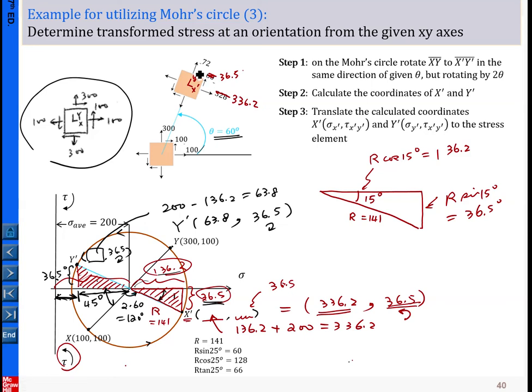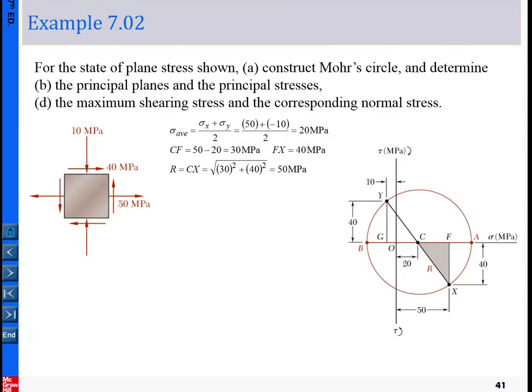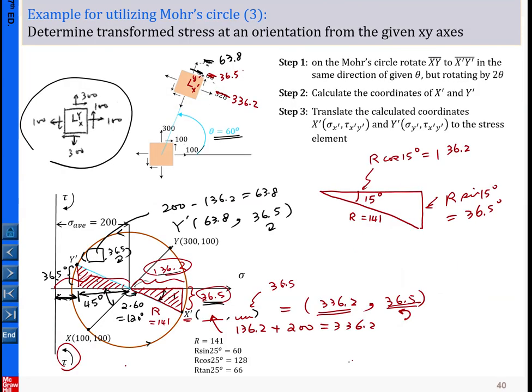So y prime has this sense. Let me multiply 63.8, and then the sense is like this one here. So that is the transformed stress for this problem. It's a little bit messy because I made a mistake in my slide preparations. Ignore this one here, because that should be 15 degrees. So that is the calculation for this one.